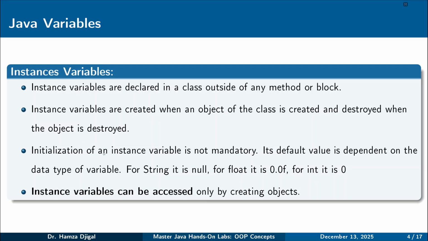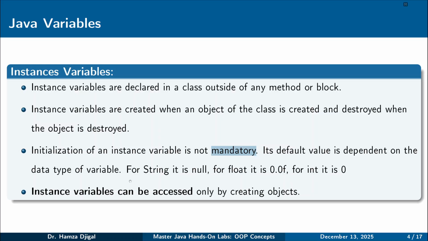We also say initialization of an instance variable is not mandatory. Compared to a local variable, for an instance variable it is not mandatory to initialize it. Its default value depends on the data type. For instance, as we have already seen, the string default value is null, the float default is 0.0, and the int default value is 0. So we don't have to initialize. If you want, we can do it, but it's not mandatory. An instance variable can be accessed only by creating an object.